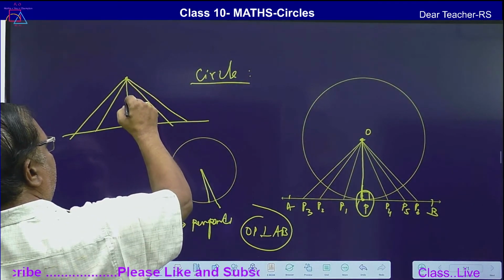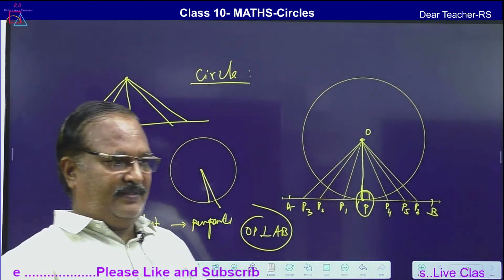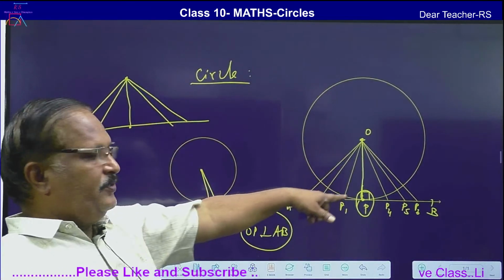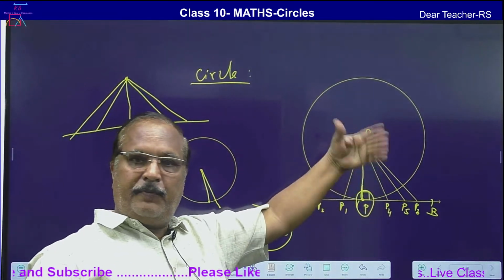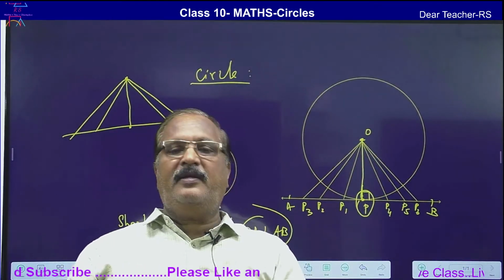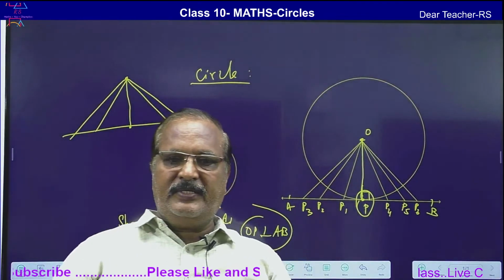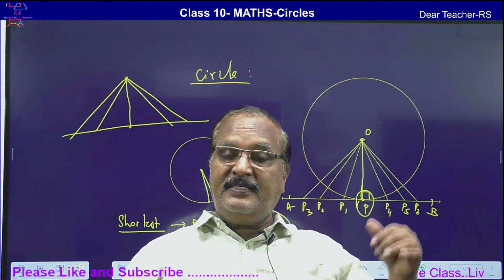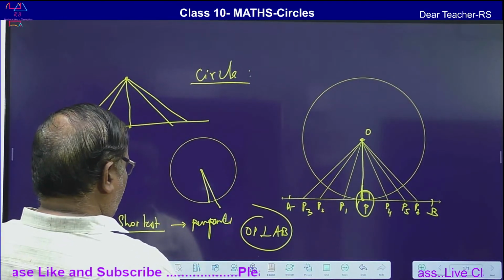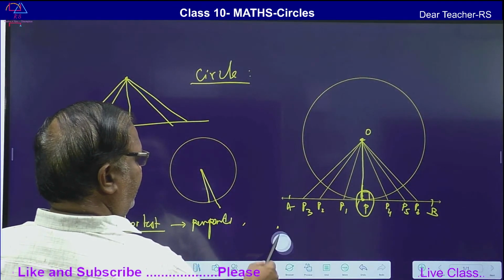Among all these things, the shortest one is always the perpendicular. That is the basic concept, and it is used here. From a point to a line, if you want to draw a perpendicular, that perpendicular is the shortest. For drawing, so many instruments have come, but this is the concept you have to recall. So theorem number 1 is done.